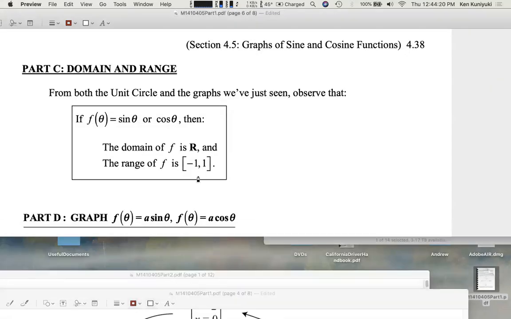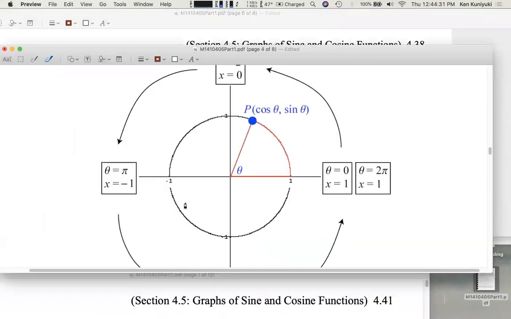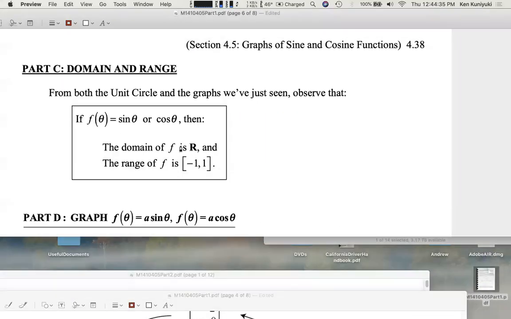Okay, so we pick up all the real numbers between -1 and 1 for both y, or sine of theta, and x, or cosine of theta. All angles work out. Sine and cosine never have a problem for any angle. Domain is all reals.